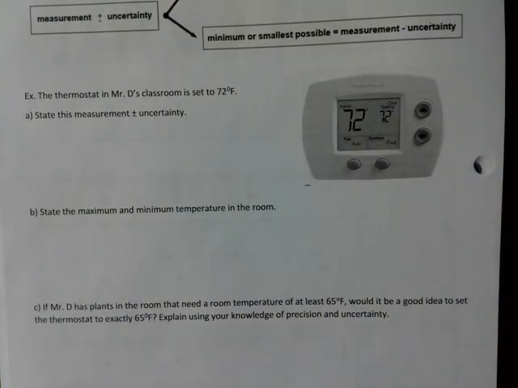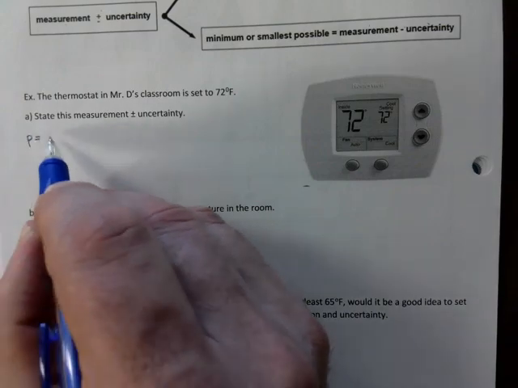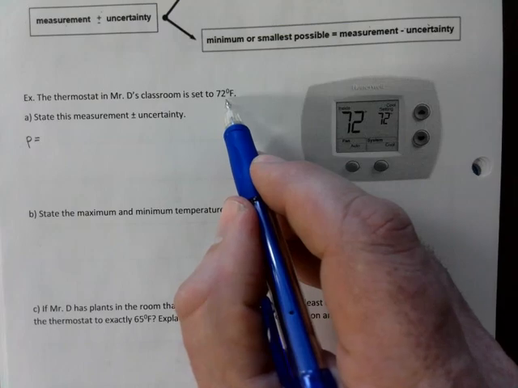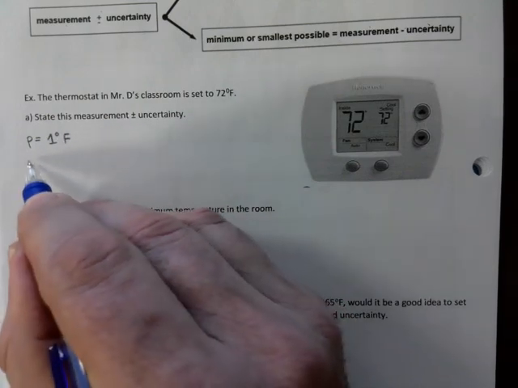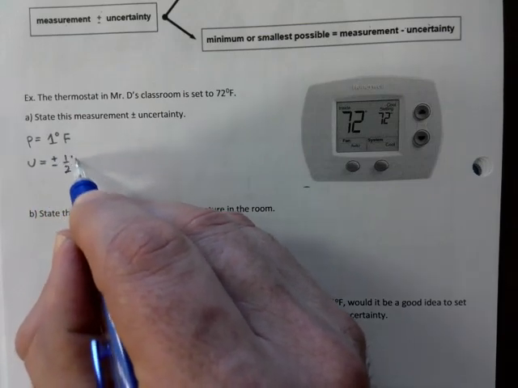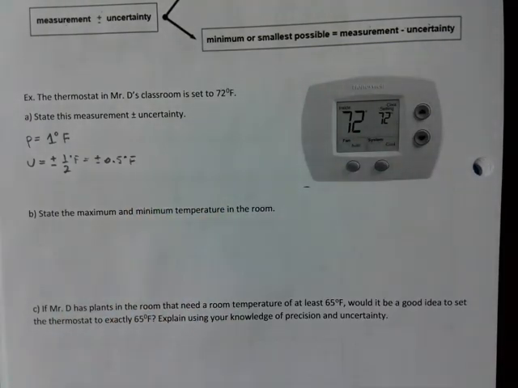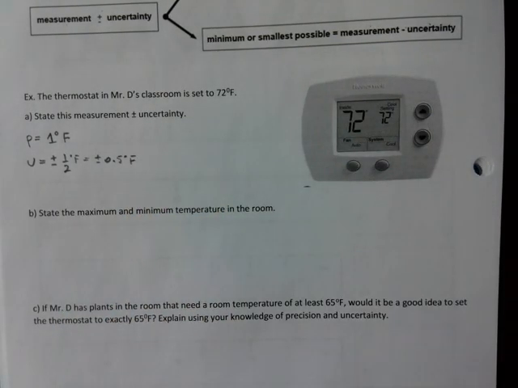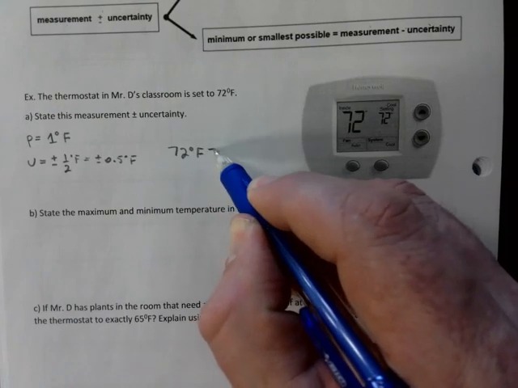Thermostat in Mr. D's classroom is set to 72 degrees Fahrenheit. State this measurement plus or minus its uncertainty. Okay, so this is what you do. You take precision. Precision is what for this temperature right here? 1 degree, right? 1 degree Fahrenheit. Therefore, my uncertainty is plus or minus half, which is plus or minus 0.5. So let's state it now. Okay, now we have everything we need. 72 degrees Fahrenheit, plus or minus.